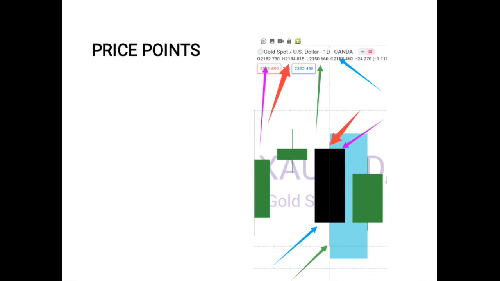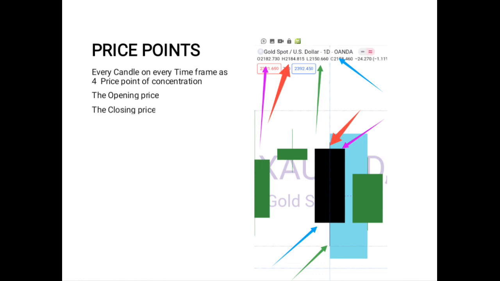Now, more insights. Our price points. What are the price points? And when a fully bodied candle forms, what do you see? Every candle on every time frame has 4 price points of concentration. 1, the opening price. 2, the closing price. 3, the high price. Then 4, the low price. On any time frame, every candle has those 4 points.